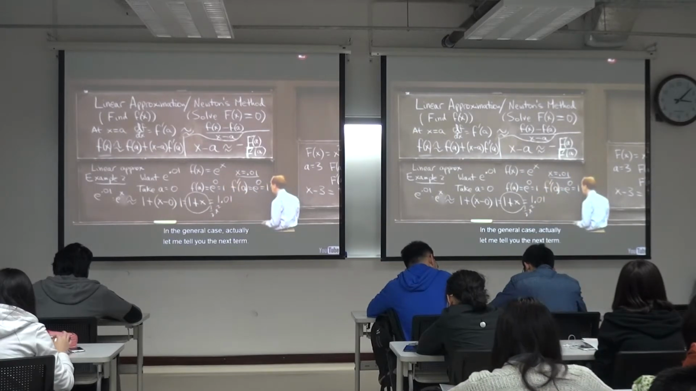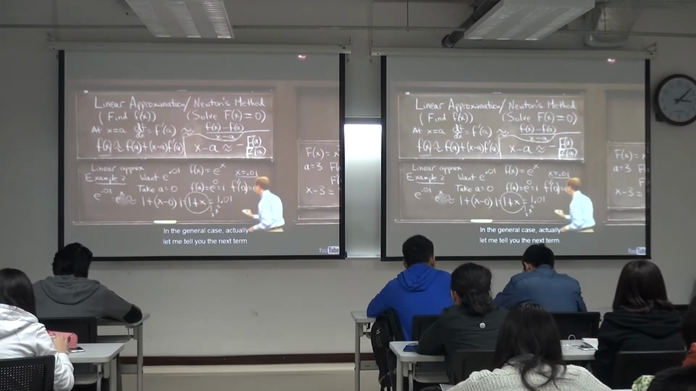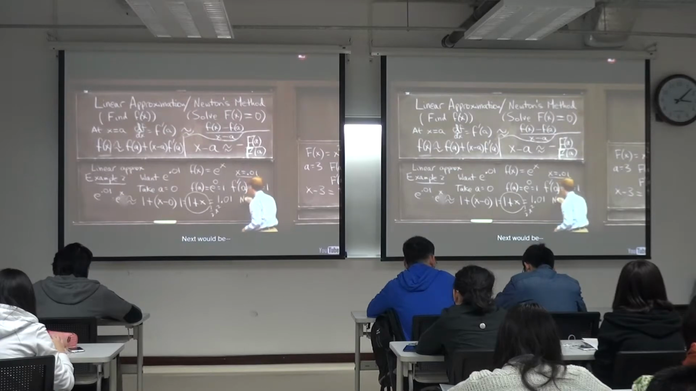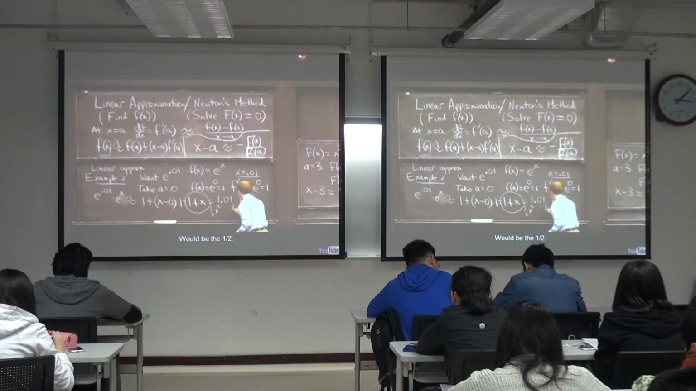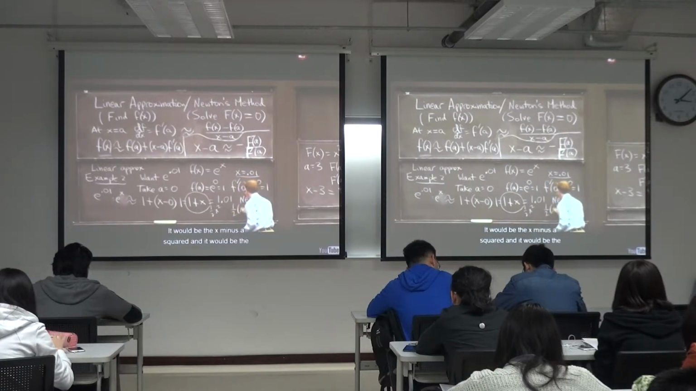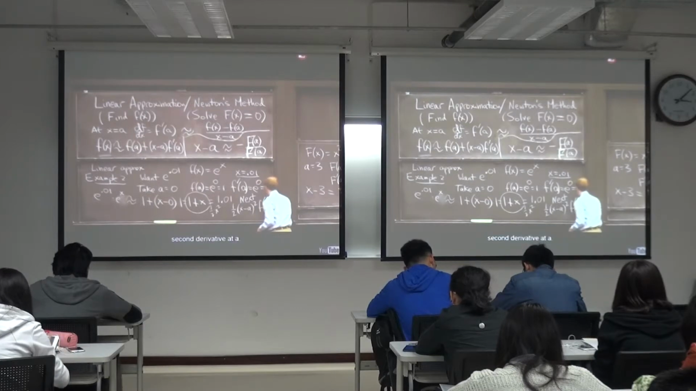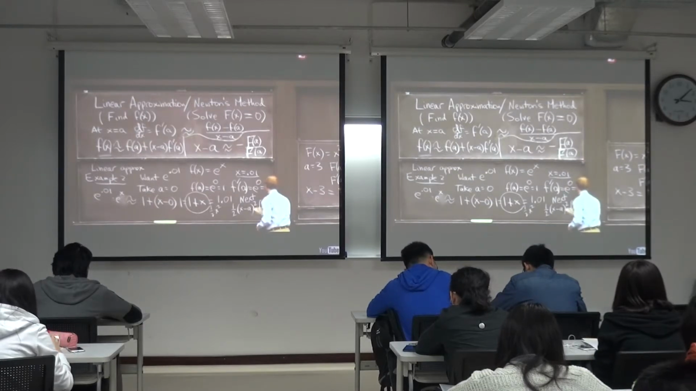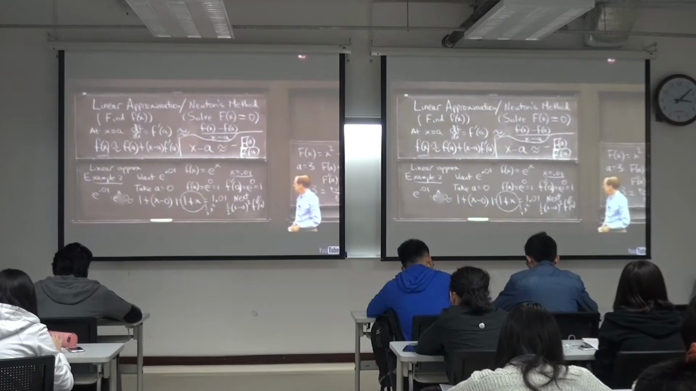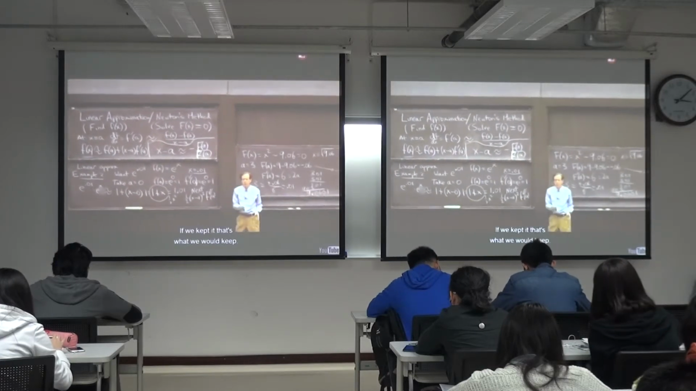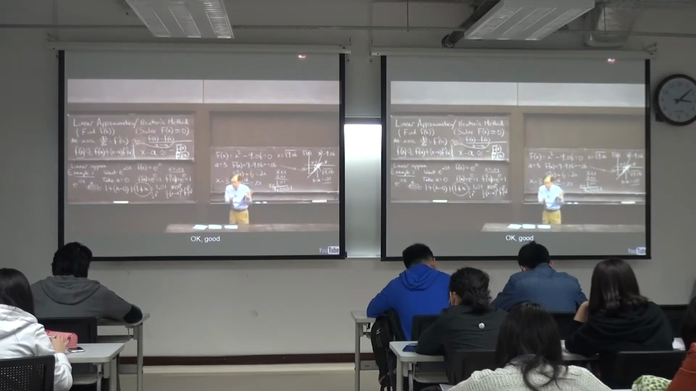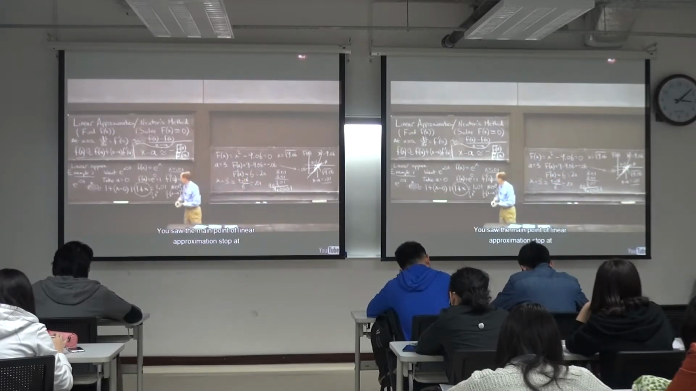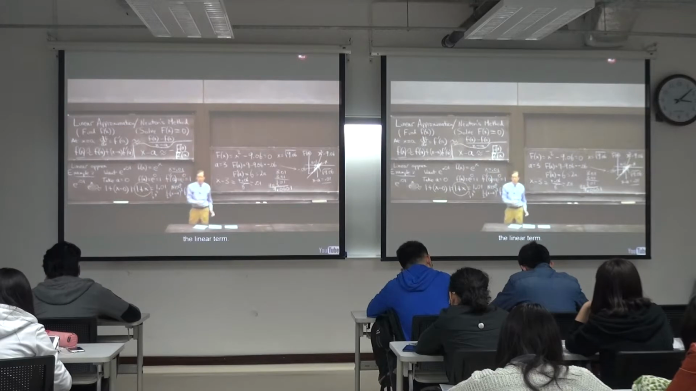And you could ask, what's the next term in the general case? Let me tell you, the next term, though we're not using it, would be 1/2, times x minus a squared, times the second derivative at a. If we kept it, that's what we would keep. Okay, good. You saw the main point of linear approximation: stop at the linear term.